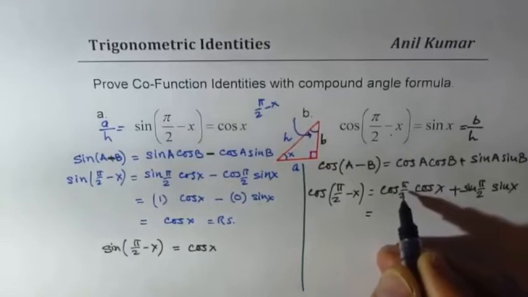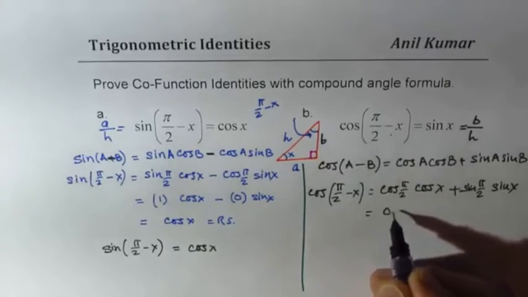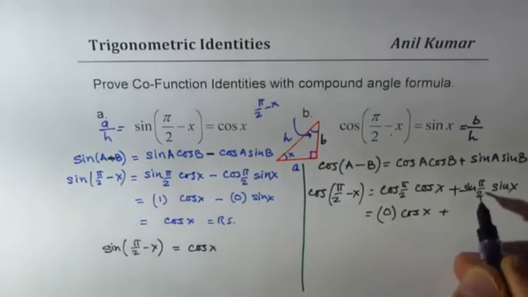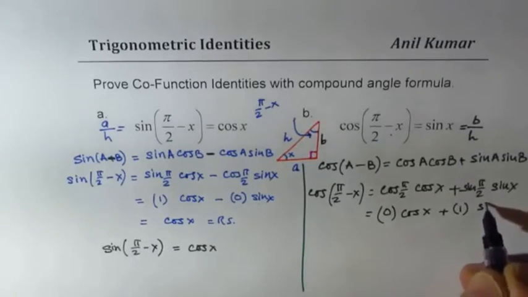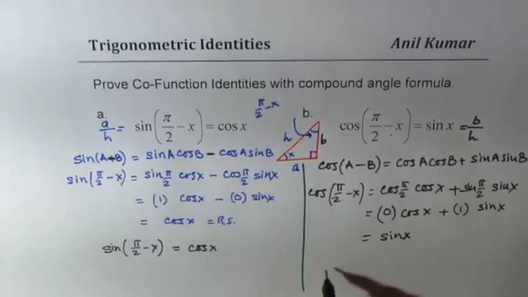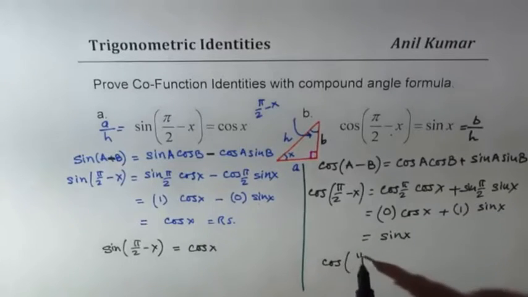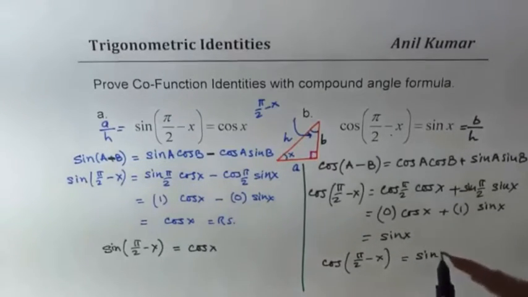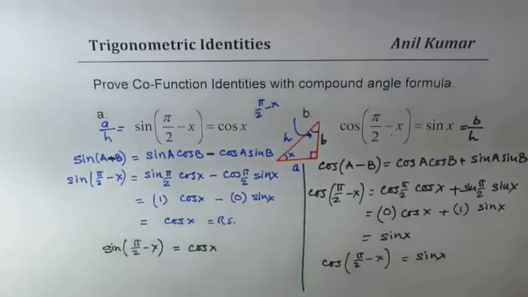As you know, cos pi by 2 is 0, so the first term becomes 0. Sine of pi by 2 is 1, so the second term becomes sine x. So what we get here is sine x. So we have shown that cos of pi by 2 minus x is indeed equal to sine x. I hope that makes sense. So you could prove co-function identity with the help of this compound angle formula.